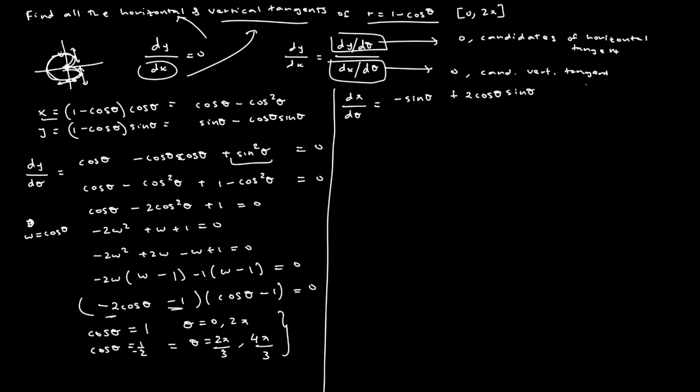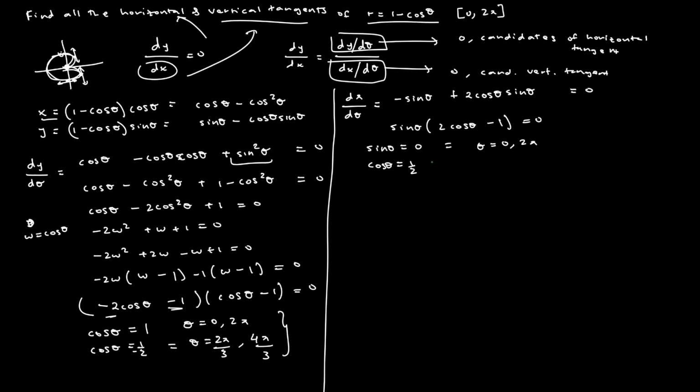We have to find out when that is 0. One way we can do this is, again, factoring out. Factoring out sine theta, we get sine theta times 2 cosine theta minus 1 is equal to 0. So this is 0 when sine theta is equal to 0, or when cosine theta is equal to 1/2. Sine theta is equal to 0 at theta is equal to 0, 2 pi.